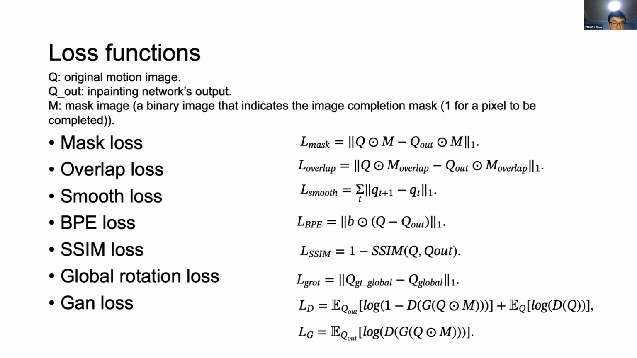And the final is the adversarial loss. It forces the interpolated motions to be more natural. So the final loss is the weighted sum of previous losses. And then we train the network with these losses.